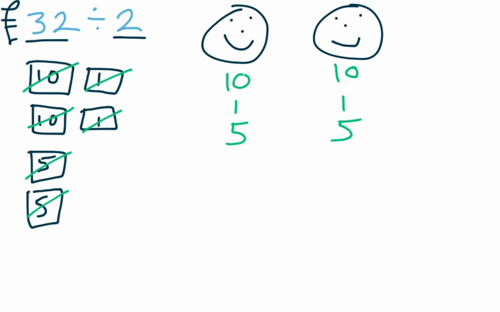So the only thing we have to do now is work out how much that is in total. So 10 plus 1 is 11, plus 5 gives us 16. So the answer to 32 divided by 2 is 16. What I would advise, if you weren't sure about that, is now pause the video and give it a go yourself. So try not to look at it and see how you do.